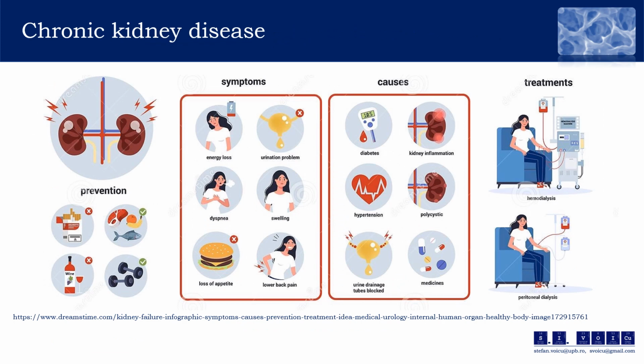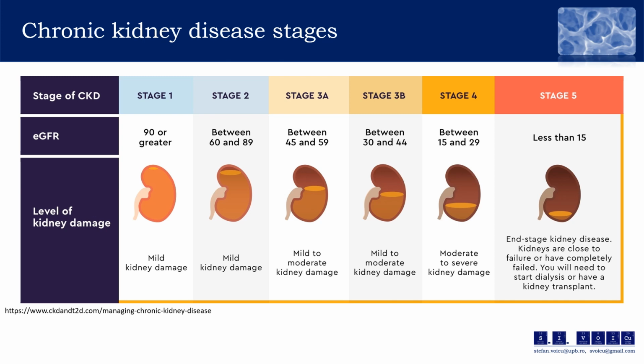What is chronic kidney disease? Very simple, the kidneys are not working. The main symptoms are related with energy loss, dyspnea, and urine problems. The main causes are related with diabetes, hypertension, and pollution, and the treatments are related with hemodialysis or renal dialysis.